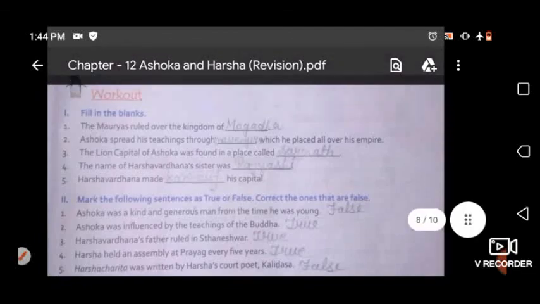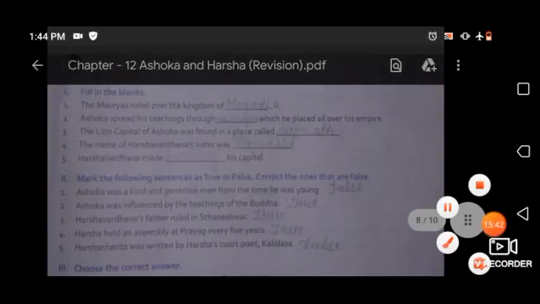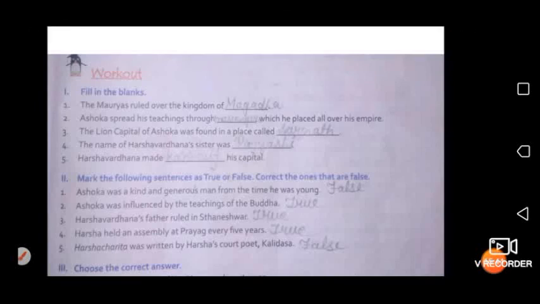Now it's your turn to read this chapter and revise all these exercises. If you haven't completed these exercises in your book and notebook, please complete them. I will give you the PDF of question answers, and I'll explain how you have to revise and how you have to write these question answers, then you can write them also.